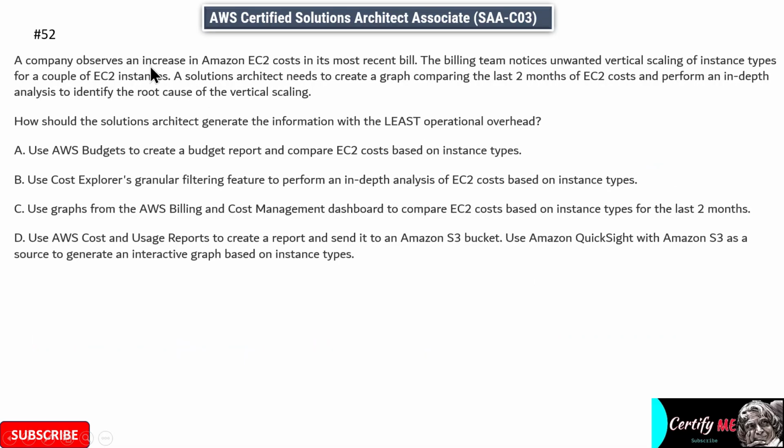A company observes an increase in Amazon EC2 costs in its most recent bill. The billing team notices unwanted vertical scaling of instance types for a couple of EC2 instances. A solutions architect needs to create a graph comparing the last 2 months of EC2 costs and perform an in-depth analysis to identify the root cause of the vertical scaling. How should the solutions architect generate the information with the least operational overhead?